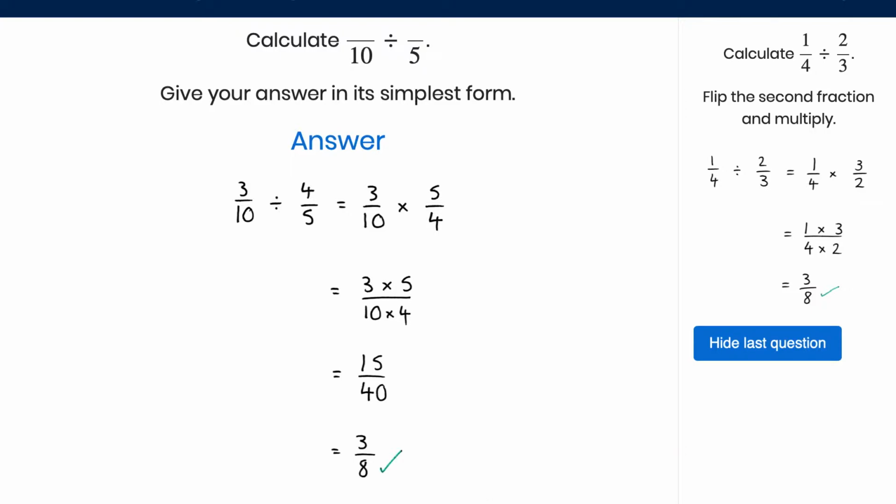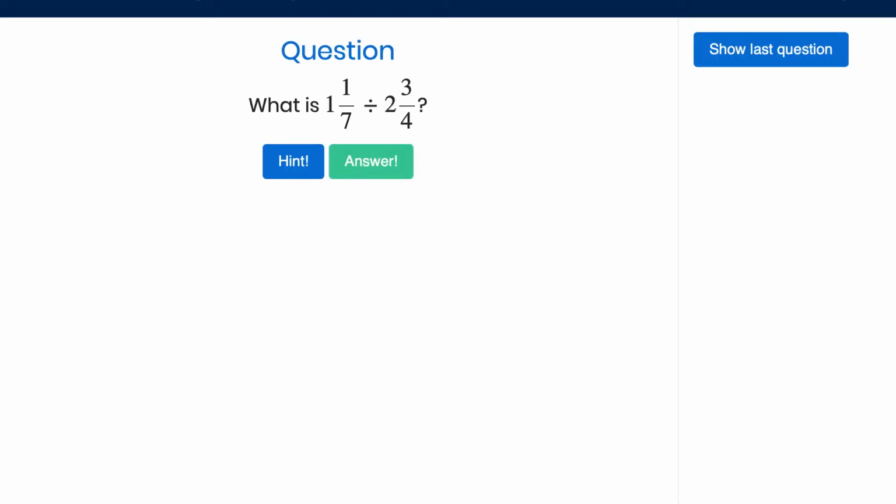Right, as promised, here is one more question which is a little bit harder. What is 1 1/7 divided by 2 3/4? If you'd like to have a go at yourself, pause the video now. As a hint, you can write the two mixed numbers as improper fractions.